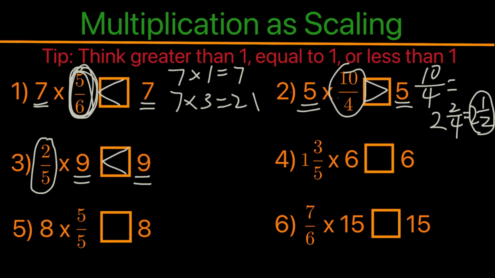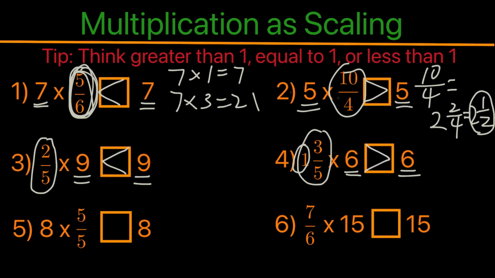Now for the fourth example, it's a mixed number of 1 3/5 times 6, comparing with 6. These two numbers are the same, and we're evaluating 1 and 3/5. We can already see the whole number here has a value of 1, so it's definitely greater than 1 because it's 1 and 3/5. So the answer is greater than.